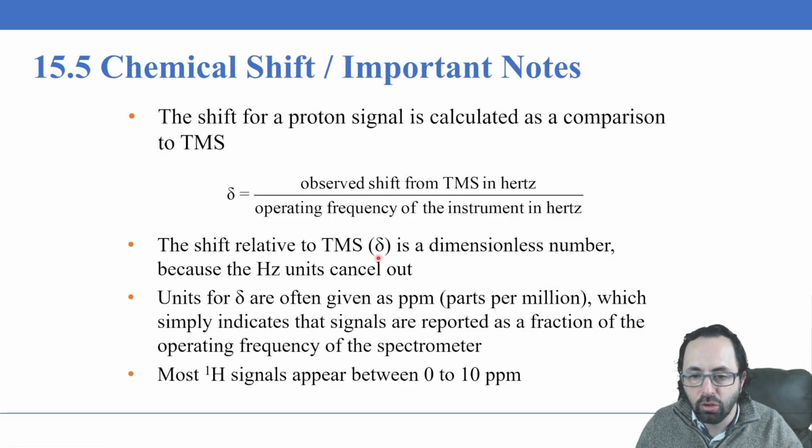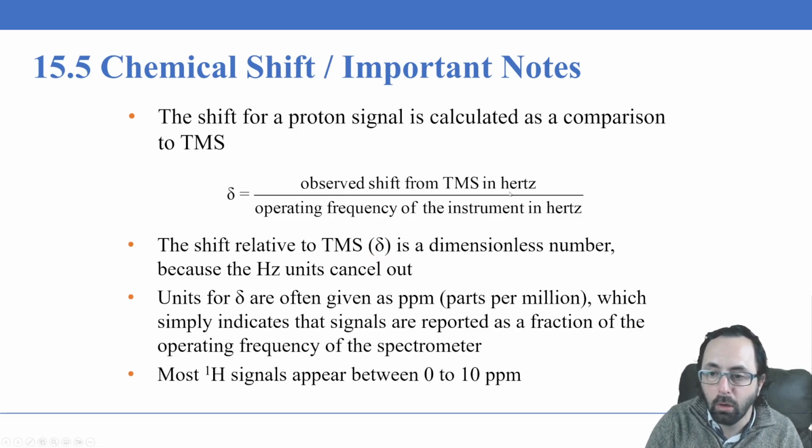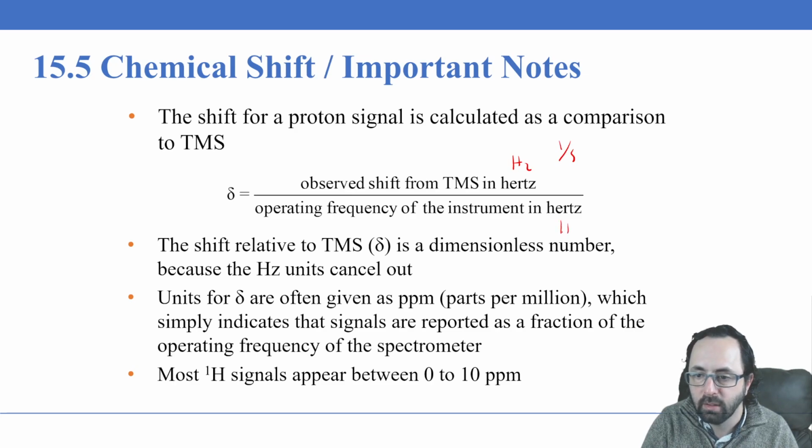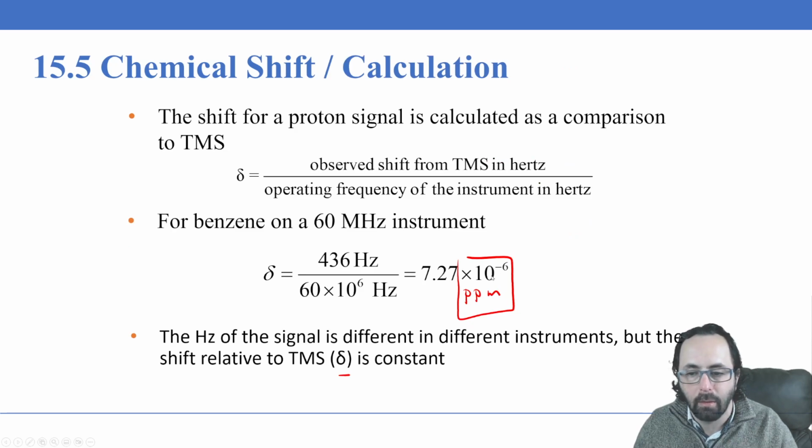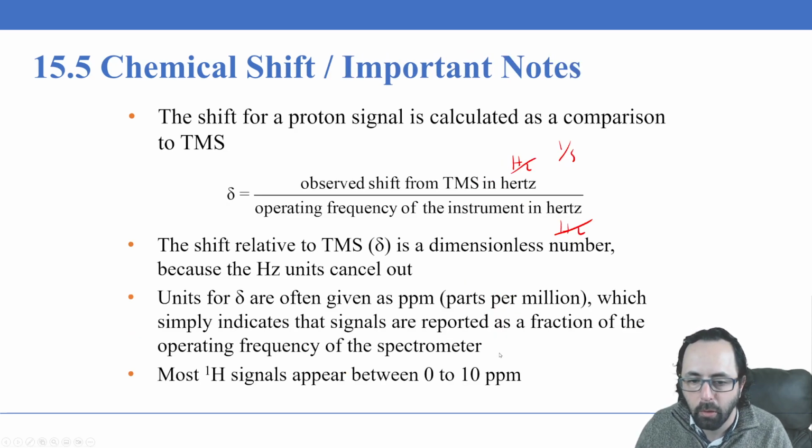The chemical shift itself is a dimensionless number, because it's going to be hertz, which is frequencies per second, divided by hertz, and so those are going to cancel, and we get no dimension to this unit. And we give them in parts per million again, because that makes for an easier number. Instead of saying 10 to the minus 6, we just say parts per million. And most proton NMR signals are going to occur between 0 and 10 parts per million.